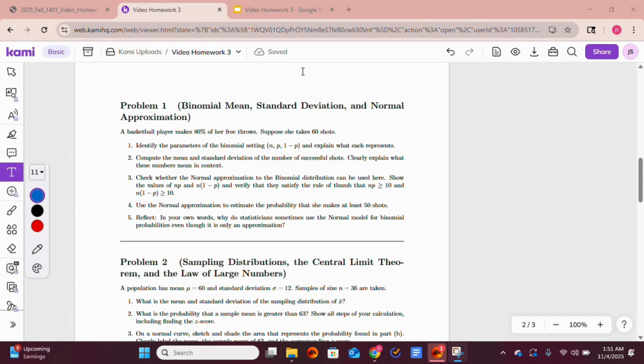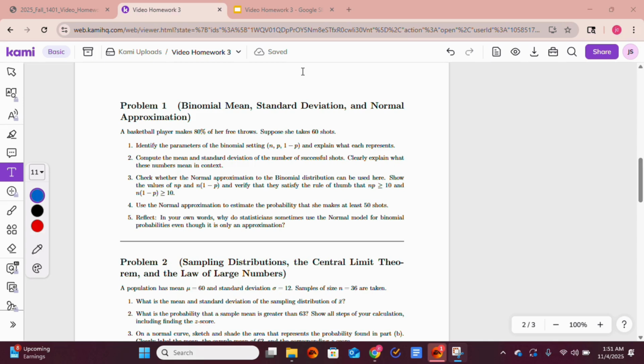Our first problem tells us a basketball player makes 80% of her free throws. Suppose she takes 60 shots. Then it asks, identify the parameters of the binomial setting, n, p, 1 minus p, and explain what each represents. We'll begin by going over our parameters.